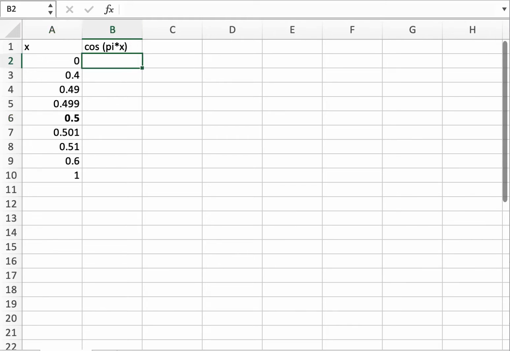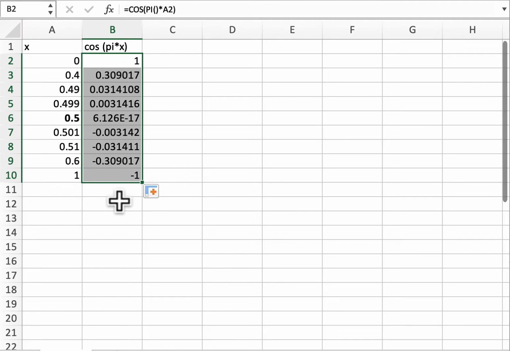But if I'm actually going to do this, I'm going to type equals cosine, and Excel recognizes the cosine function, and I'm going to use pi. Pi is a function with no argument, so pi with parentheses, times, and then I'm just going to click to the left here, A2, end the parentheses and hit enter. It's telling me that the cosine of 0 is equal to 1, which we knew. And then I'm going to bring this all the way down, and it's going to flesh out all of these values for the cosine of pi x.